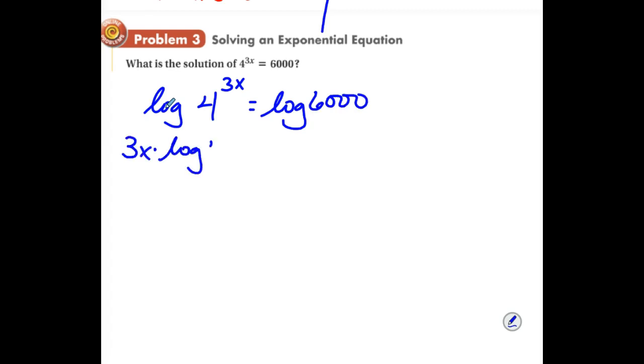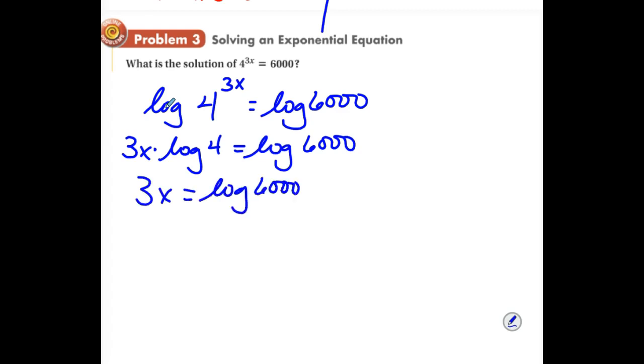All right. Taking the log of both sides. My power moves to the front. And then I'm going to divide over the log of 4. So I have 3x equaling the log of 6,000 divided by the log of 4. And when you divided the 3 out of that, what did you end up with? 2.0918? Yes? Okay.